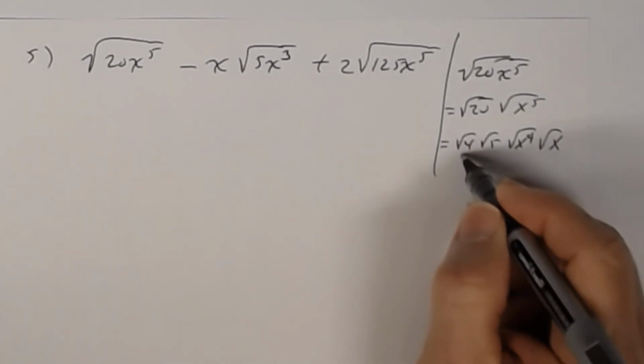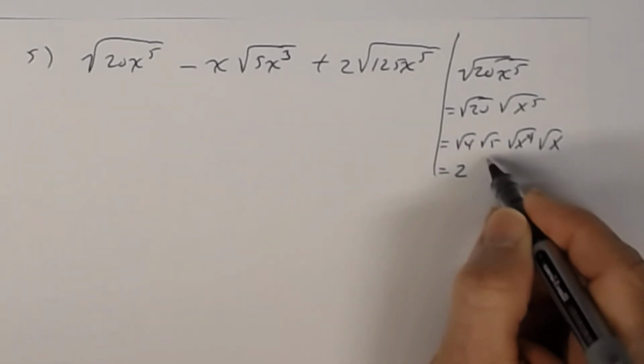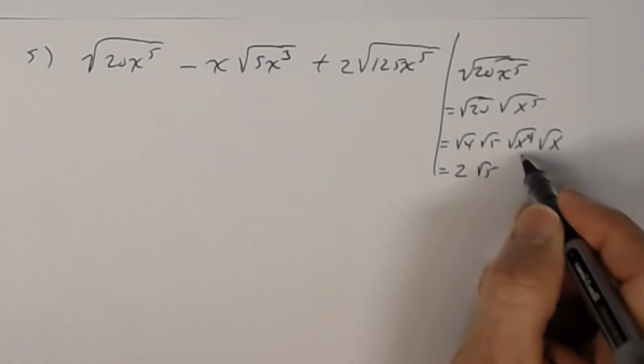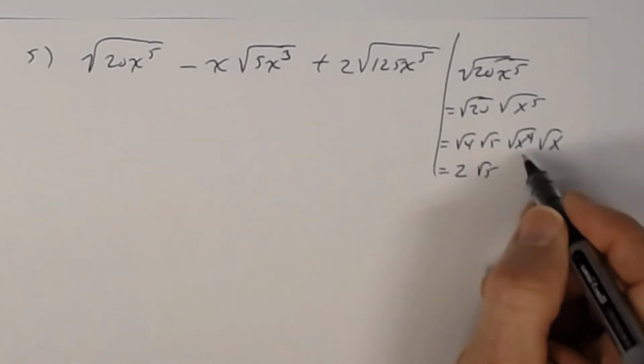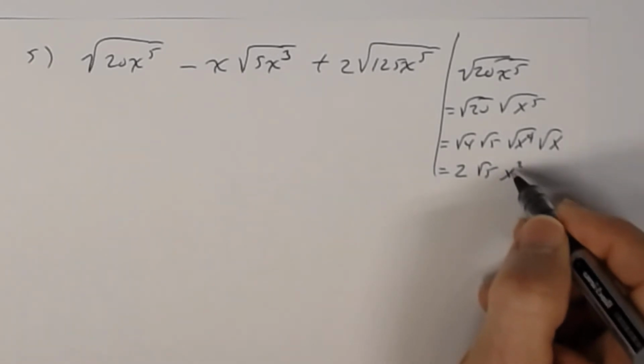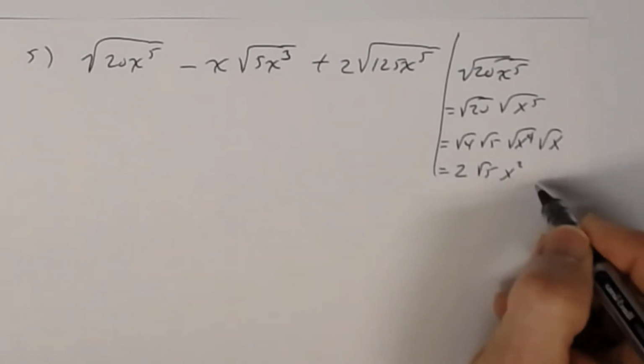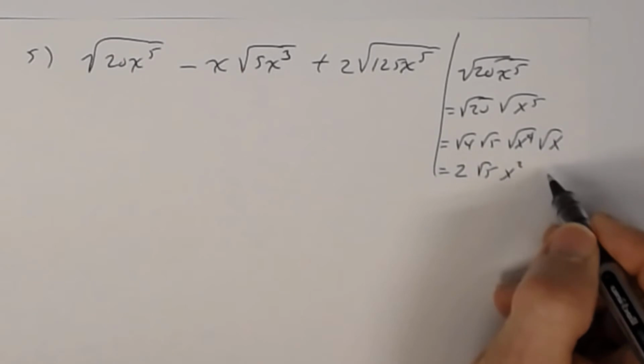I can simplify this one. Square root of 4 is 2. I cannot simplify the square root of 5. I can simplify the square root of x to the 4th. The square root of x to the 4th is x squared because x squared times itself is x to the 4th. I cannot simplify the square root of x, so the exponent of 1 is less than 2.